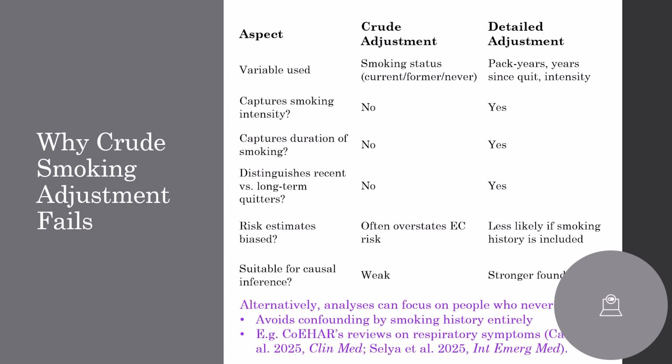Most studies adjust for smoking status, meaning current, former, or never. However, this doesn't capture the full range of intensity and cumulative exposures that's important to understand disease risk. Alternatively, analyses can focus on people who never smoked, which avoids the issue of confounding by smoking history.